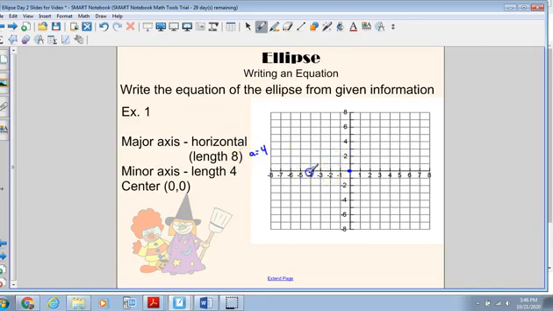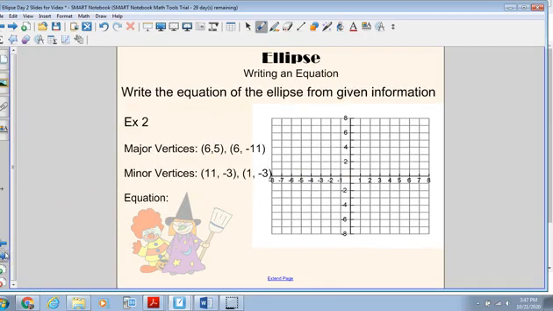So we'll be moving left and right 4 from our center point. And our minor axis has length 4, which tells us that our b value is 2. Up 2 and down 2 from center. And then to write the equation, well, since our center is 0, 0, x squared over something plus y squared over something equals 1. Since it's horizontal, our a squared goes underneath our x term, and our b squared goes underneath our y term. And there we go, x squared over 16 plus y squared over 4 equals 1.